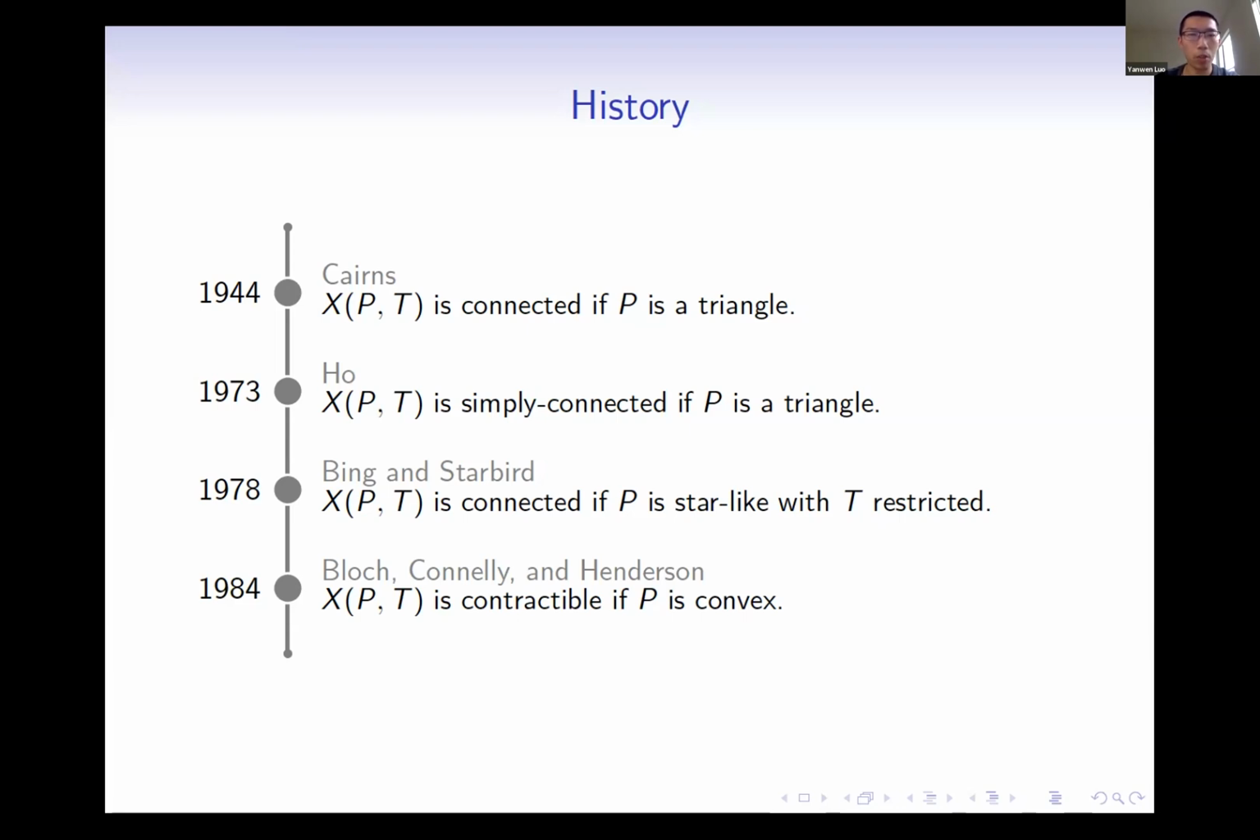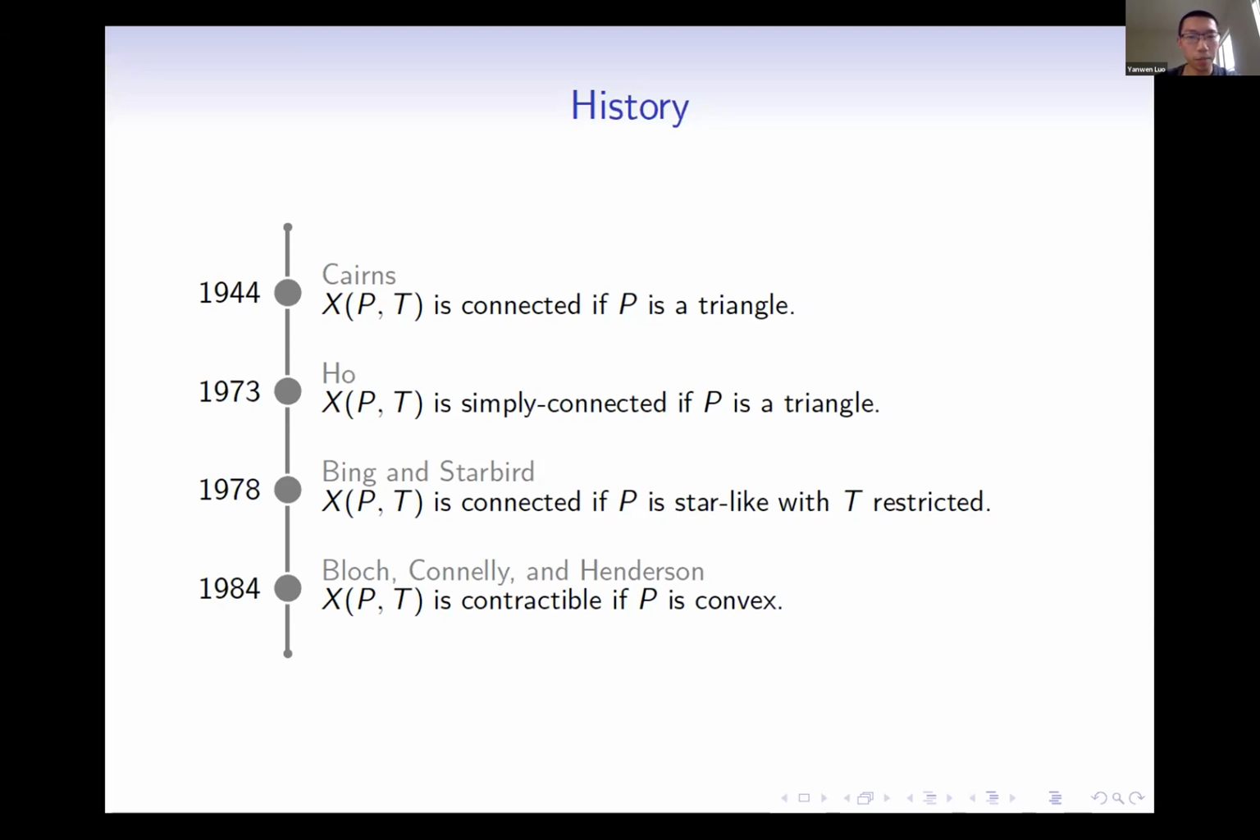Basically, Ho's result proved simple connectedness, and Bin and Starbird removed the boundary condition, like the star-like boundary condition. But all these results didn't identify the homotopy type of this space. Eventually, the result by Bloch, Connelly, and Henderson really showed this: the space of geodesic triangulations is contractible. Here contractible means that it is homotopy equivalent to a point, as long as the boundary is a convex polygon.